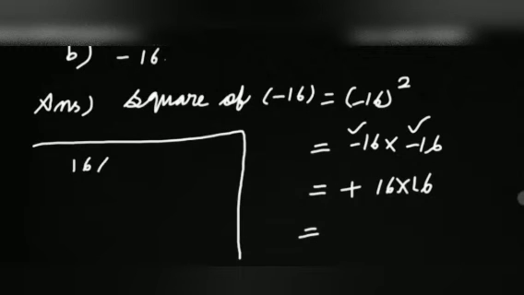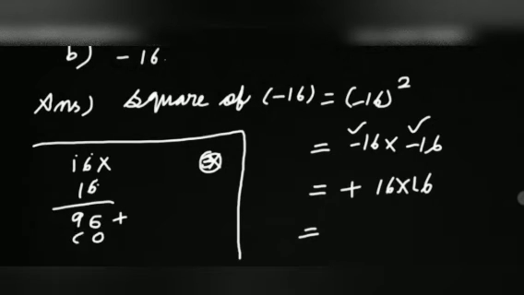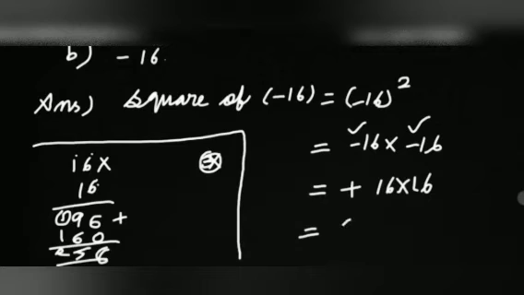Okay. 16 into 16. 6 6 are 36. 6 here, and balance 3 in the working column, isn't it? 6 ones are 6. 6 plus 3 is 9. Here we can put 0. 1 6 are 6, 1 1s are 1, sum. 9 plus 6 plus 0. 9 plus 6 is 15. 5 here, and balance 1 above this previous number. 1 plus 1, 2. 256. What is the answer?